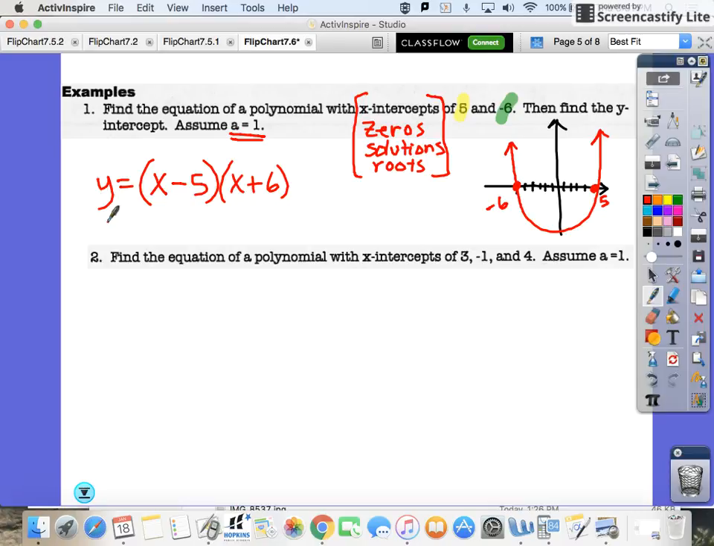And you guys can FOIL that out. You know how to make the box. -5 times 6 is -30. -5 plus 6 is 1. And then you'd have your x squared in the front.